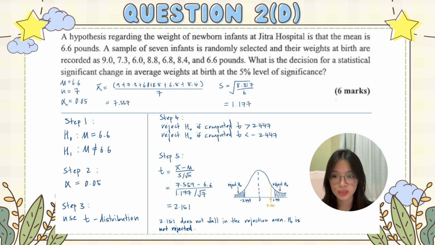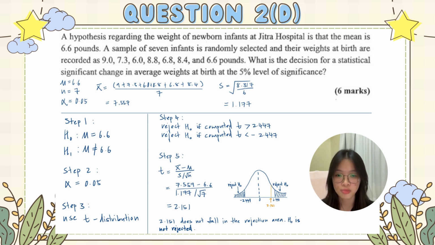Step 1, we must state the null hypothesis and the alternative hypothesis. So the null hypothesis is that the mean equals 6.6, while the alternative hypothesis is that the mean does not equal 6.6. Step 2, we need to select the level of significance. The significance level equals 0.05. While step 3, we need to identify the test statistic. We use the t-distribution because the population standard deviation is unknown.